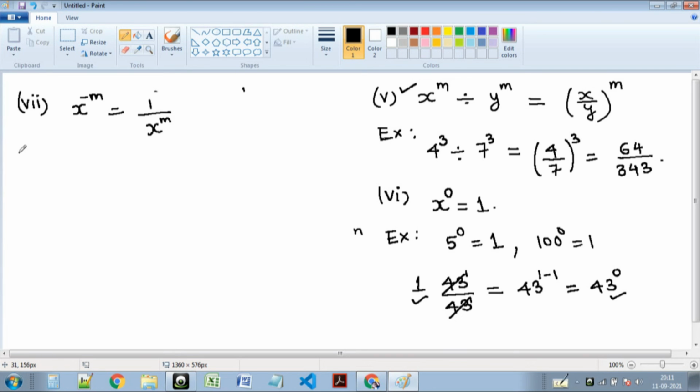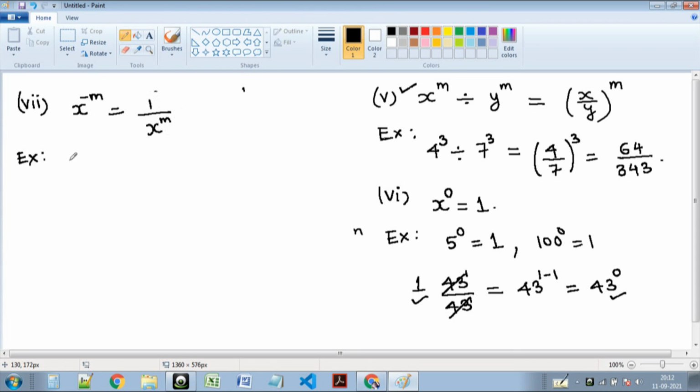So let's take one example of this. Again, I am explaining this law. It says that whenever any number or any variable is having some negative power, to remove this negative power, what we have to do is simply write 1 upon whatever rest of the thing is there. So here you can see that no negative sign is there. So it has become positive, right?